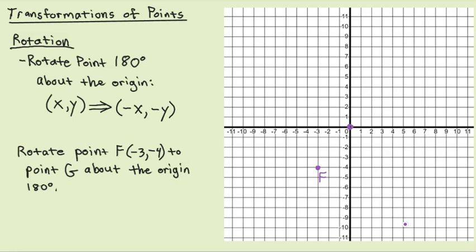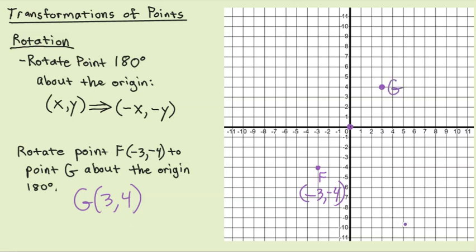Okay? So if we rotate point F, which is -3, -4, to point G, which is 180 degrees about the origin, well, you can see that F is at the point -3, -4, so G is going to be at the point 3, 4. You just change the signs of both the x and the y. So G is going to be at 1, 2, 3, 1, 2, 3, 4. There's the point. There's 3, 4, so this is point G.